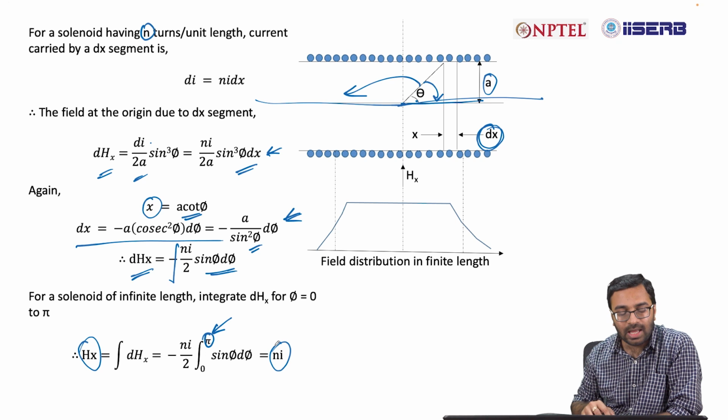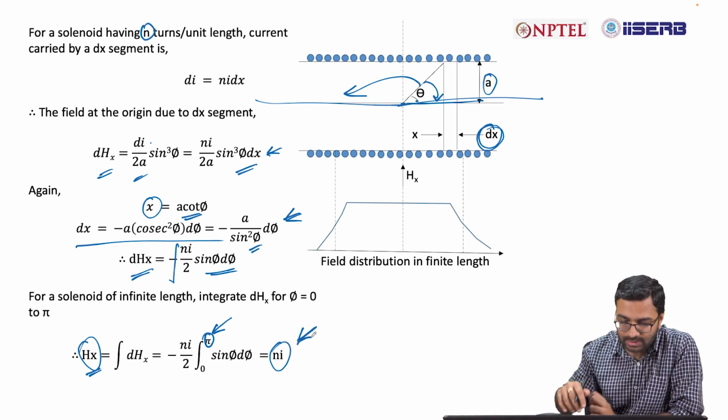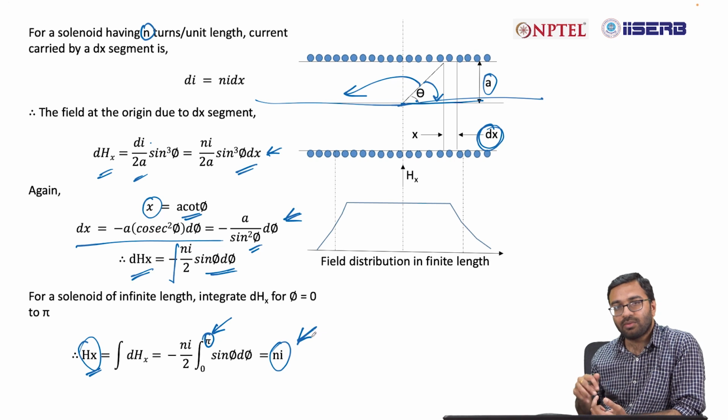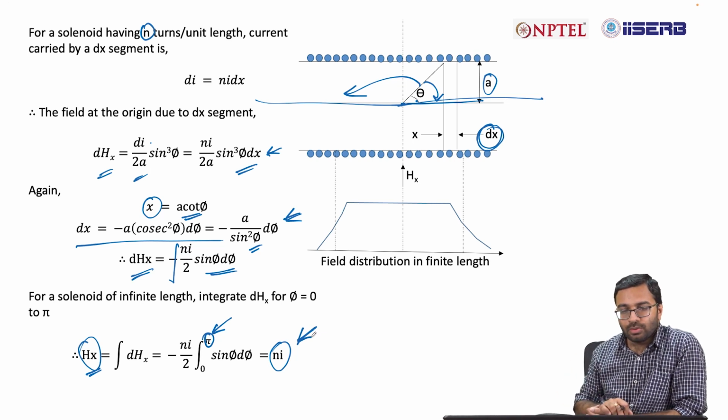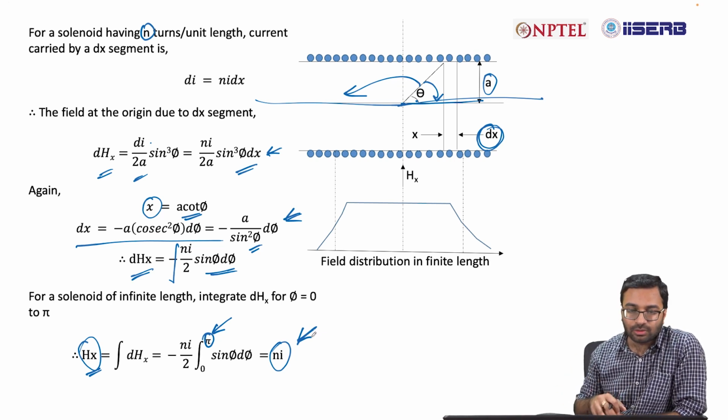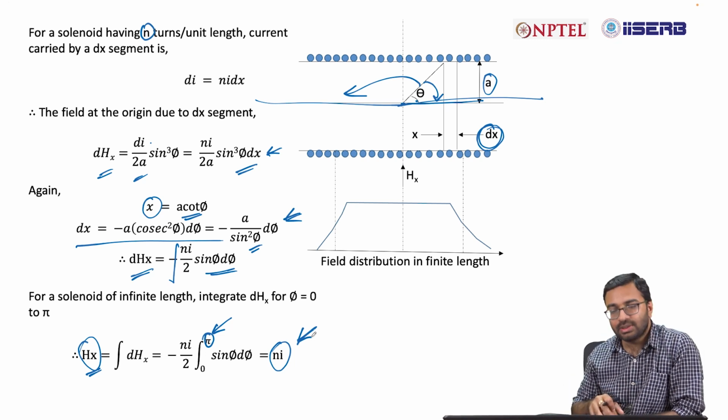So, ultimately you will have a magnetic field and the expression is n into I. If you want to increase the magnetic field, then you increase either the number of turns or the current. So, that way you can increase the magnetic field inside the solenoid. These considerations are associated with magnetic sensors to some extent.